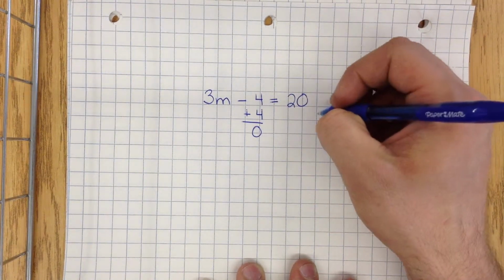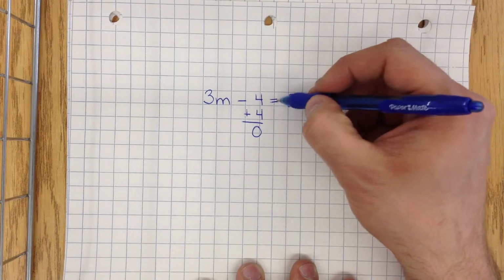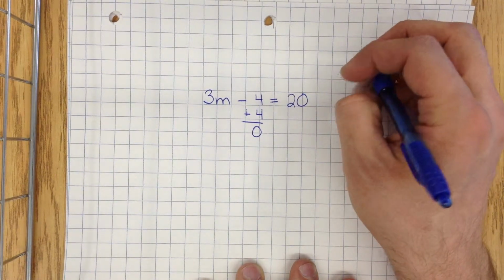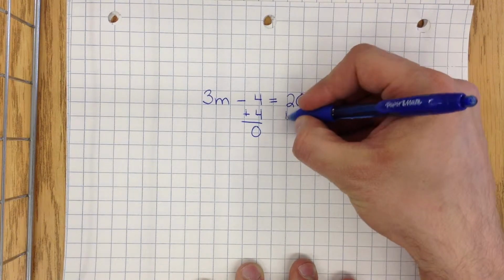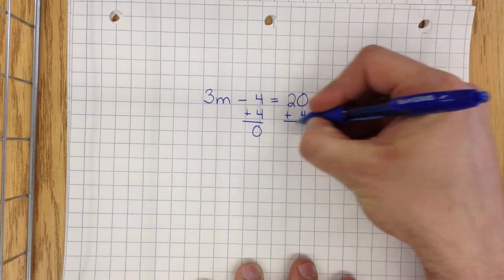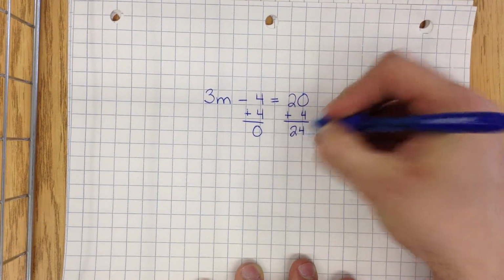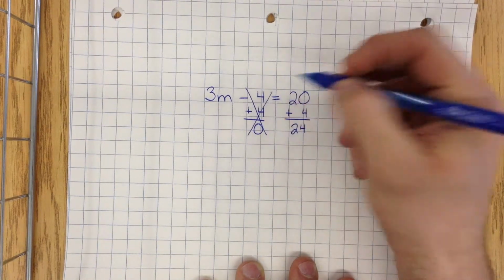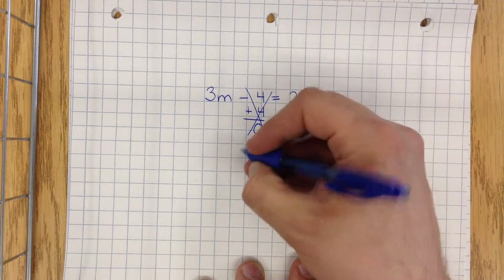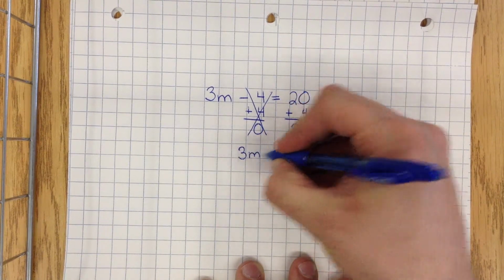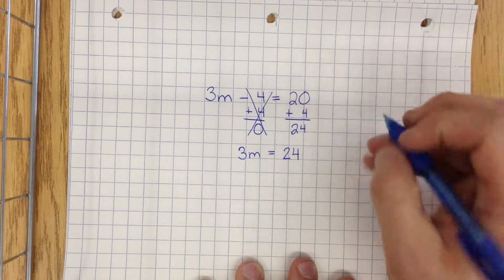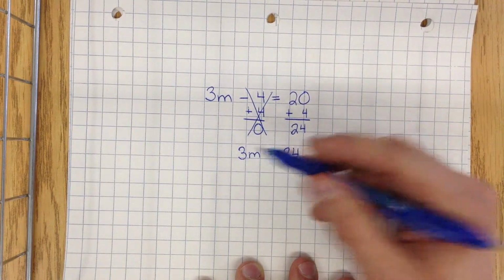Once again, as we've said before, if I do it on one side of the equal sign, to maintain the equality, I have to make sure I do it on the other side, which means if I add 4 here, I'm going to also add 4 here, and that's going to give me 24. So how would I write my next step? Well, I've gotten rid of this negative 4 through that. So now I have 3m equals 24.